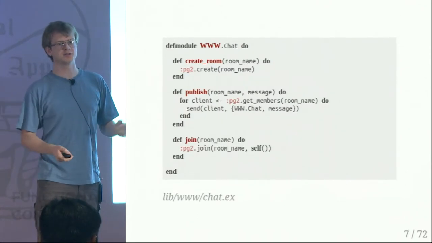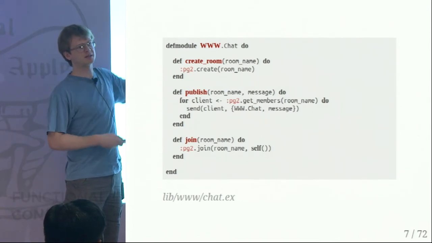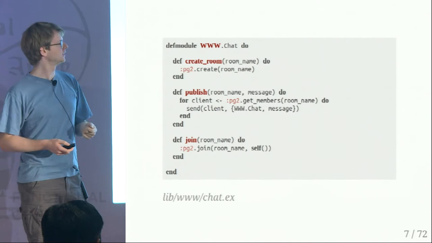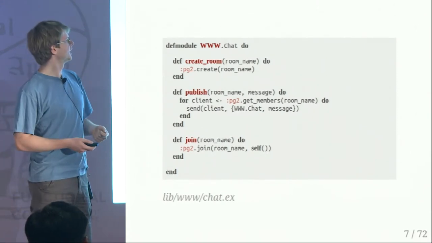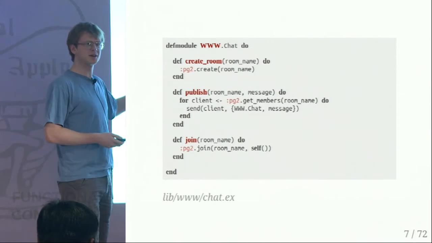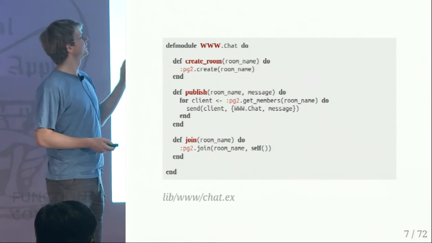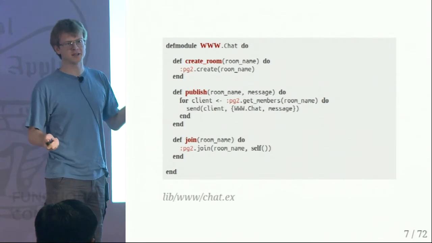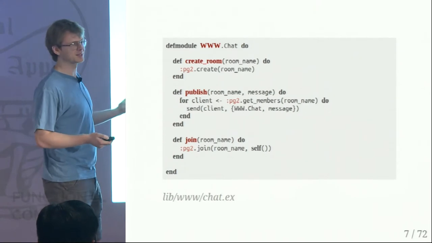This is our chat module. PG2 is a module that comes bundled in with the core Erlang distribution. Anything which comes bundled into the Erlang core is available from Elixir. I apologize for showing you some Elixir code so soon after Francesco has just sold you on a load of Erlang code. If you have any questions, I'll take them as we go through, because I think it's important that if you don't understand, you can say.